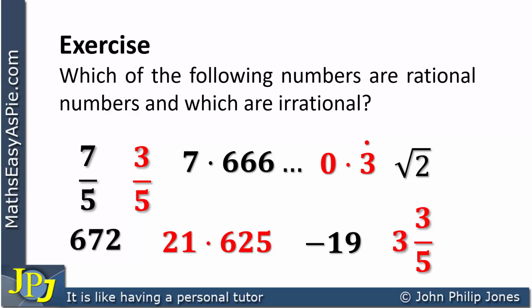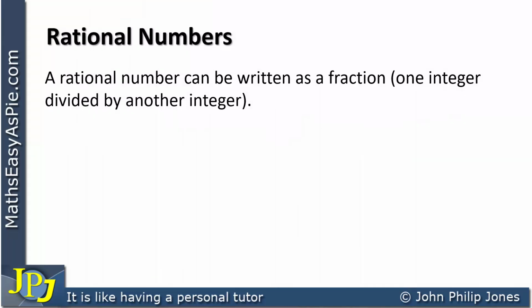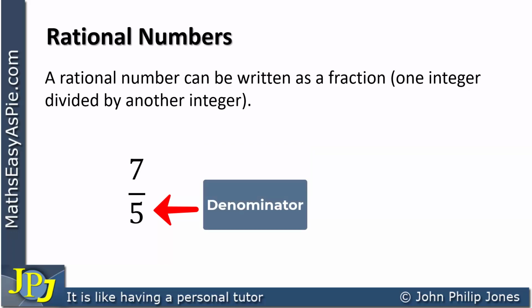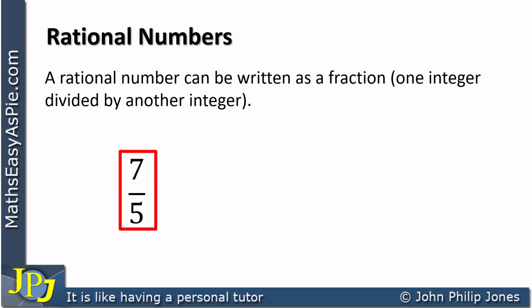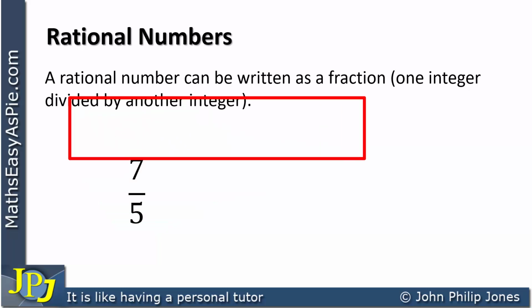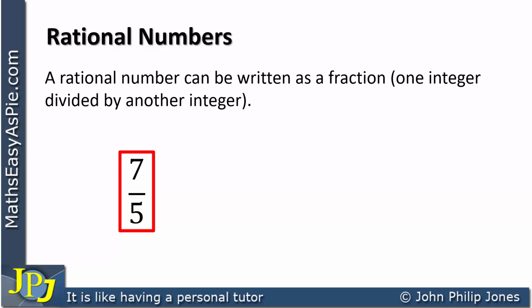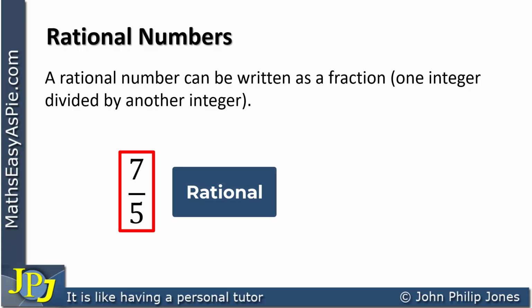We will start off by considering what we mean by rational numbers. A rational number can be written as a fraction. That's one integer divided by another integer. Let's look at an example. Here we can see we have 7 over 5. Now 7 is the numerator and 5 is the denominator. Now does this meet the requirement shown above? Well, the answer is yes, because 7 is an integer and 5 is an integer. So this is an example of a rational number.